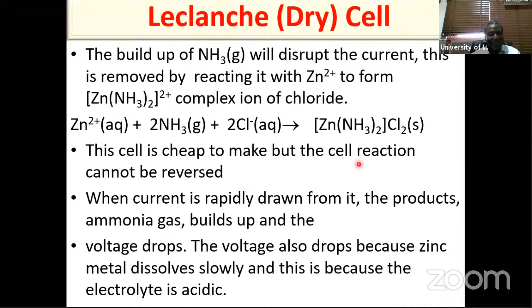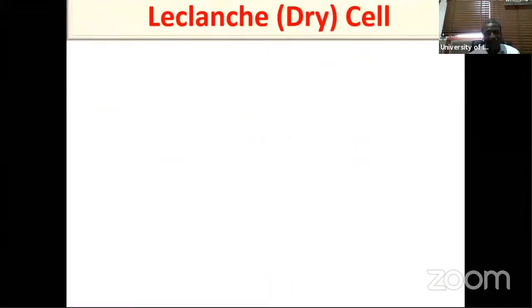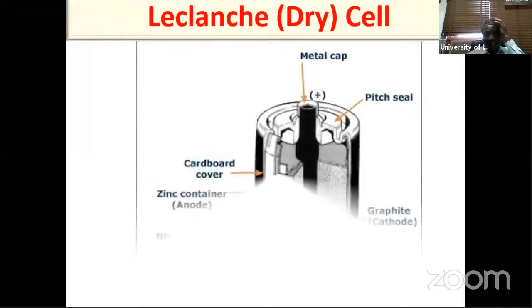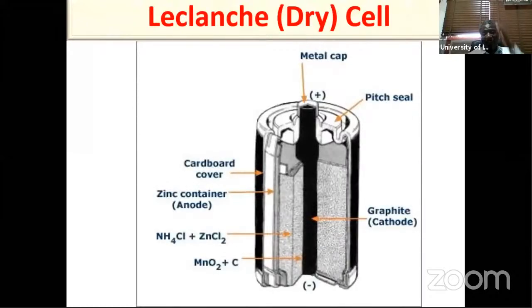And remember that this electrolyte is slightly acidic, and that is part of the problem. So what is sometimes done is to use an alkaline battery, and you discover that alkaline batteries are smaller and they don't produce water when they are bad, like the dry cell will do.